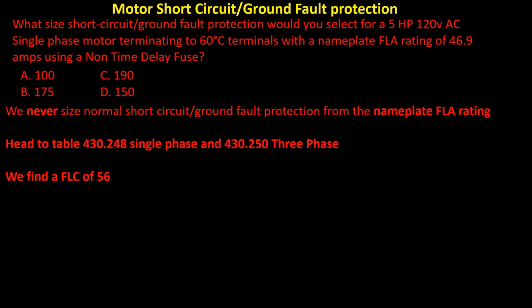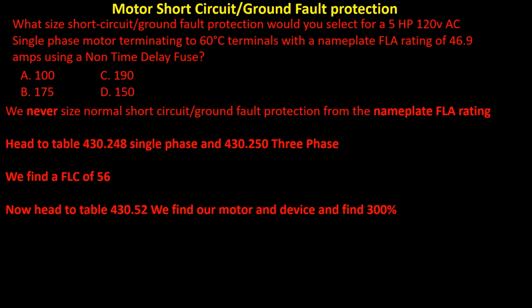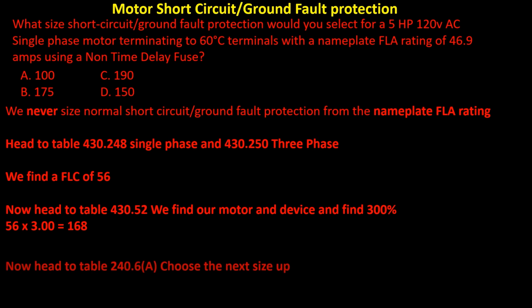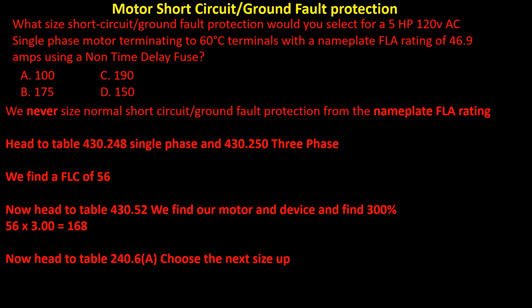We're going to find that we have an FLC of 56 amps. Now we're going to head to table 430.52 and we're going to find our motor and device and find out that it's a 300% multiplier. We're going to take 56 multiplied by 3.0. That's going to give us 168 amps. Now we're going to head to table 240.6(A) and we're going to choose the next size up. And in this case, it's going to be 175.